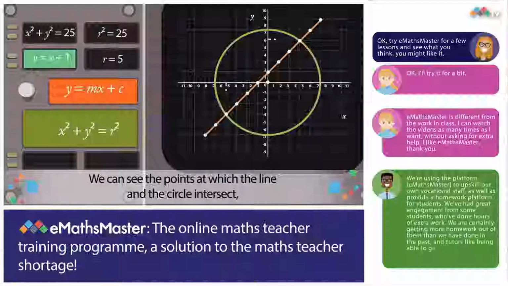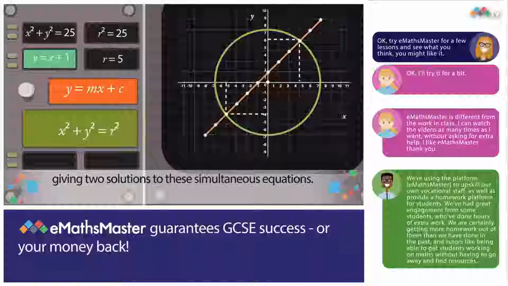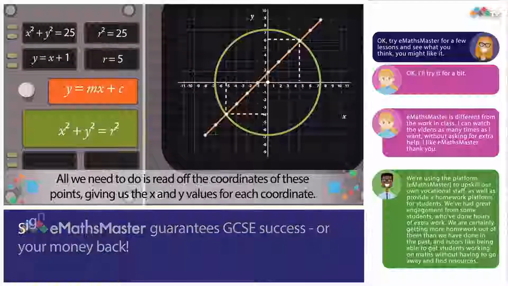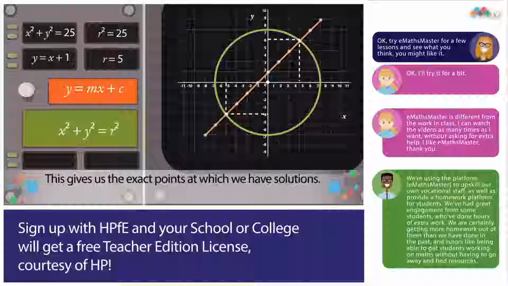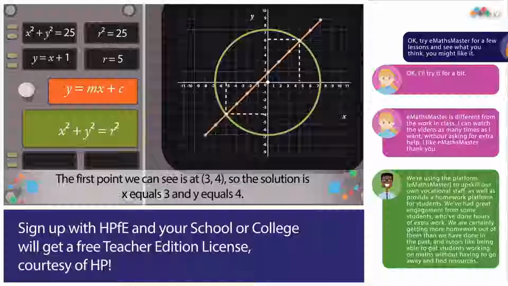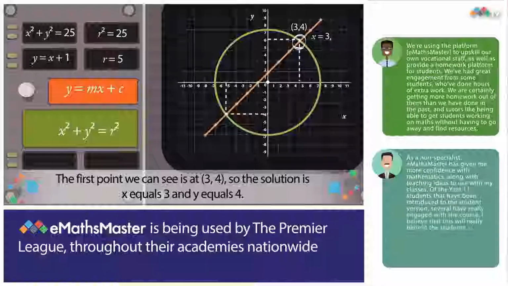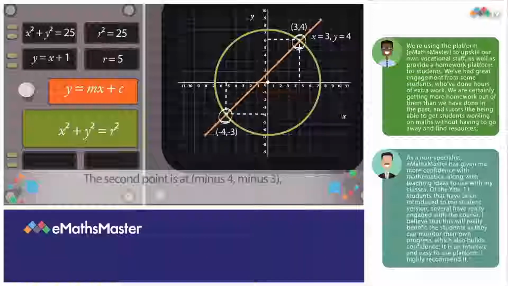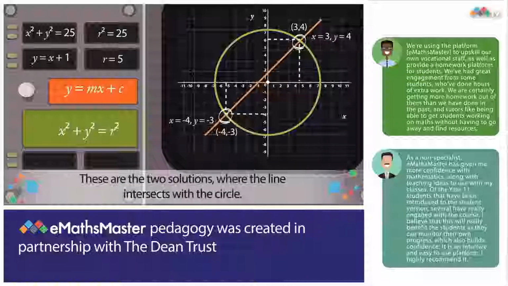We can see the points at which the line and the circle intersect, giving two solutions to these simultaneous equations. All we need to do is read off the coordinates of these points, giving us the x and y values for each coordinate. This gives us the exact points at which we have solutions. The first point we can see is at 3, 4. So the solution is x equals 3 and y equals 4. The second point is at -4, -3. So x equals -4 and y equals -3. These are the two solutions where the line intersects with the circle.